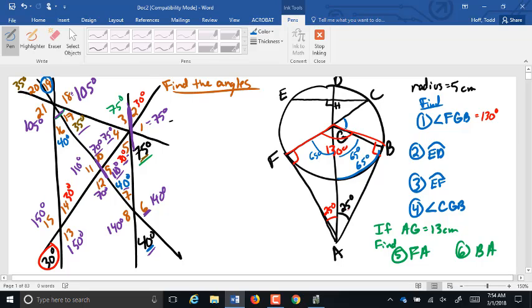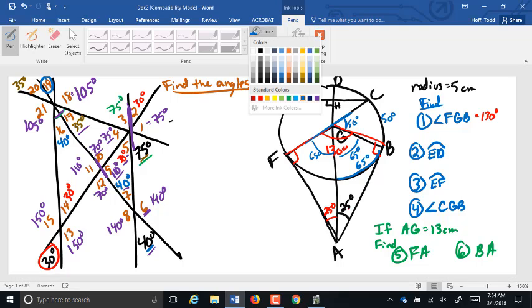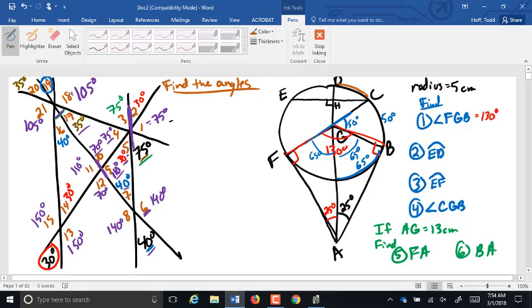What's this angle here have to be? 50, right? Because this is a straight line with the 130, that's got to be 50. Makes that a 50-degree arc. What does arc DC have to be then? Well, 65 plus 50 is 115. Subtracted from 180, that's 65 degrees, which means ED is 65 degrees.